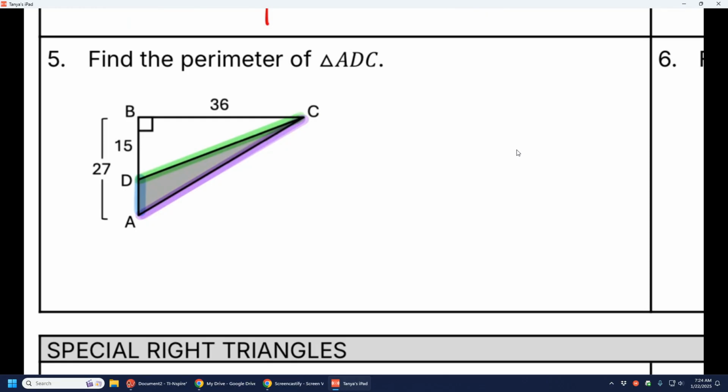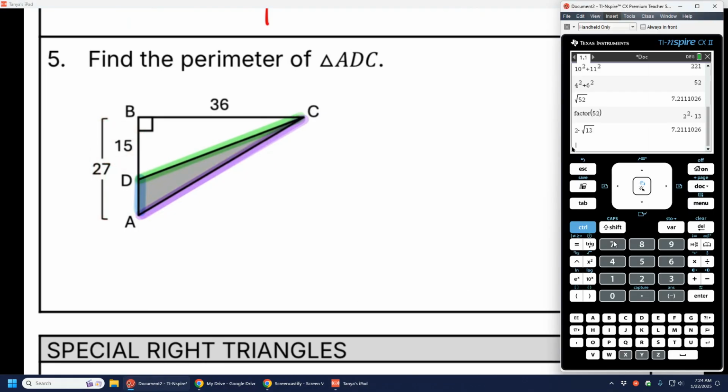AD, so this little piece right here, that's pretty easy to find because if all the way across is 27 and this is 15, we're going to subtract to see what's left over. So that gives me 12. Okay, so that's one side down.